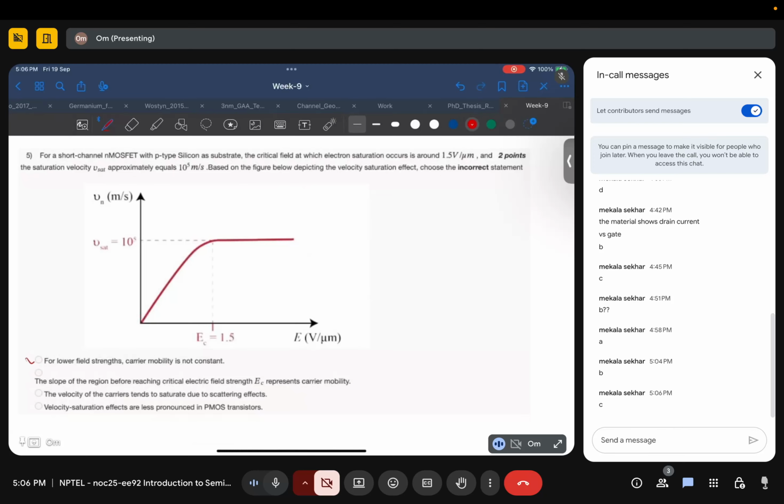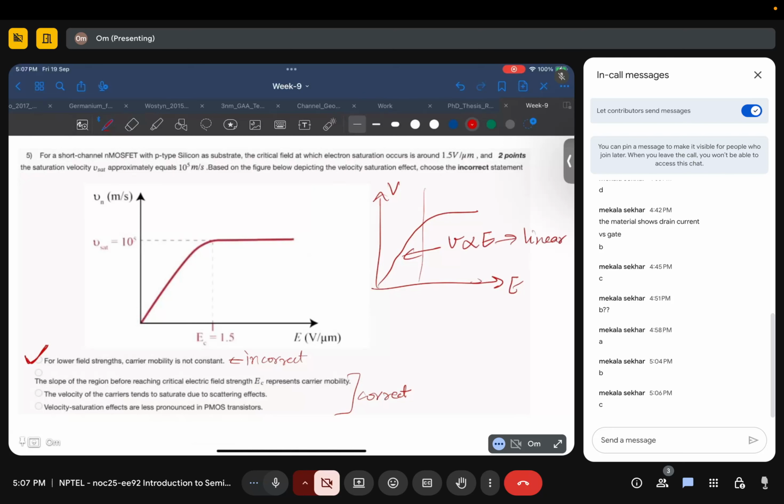Okay, so the answer is option A. So A is incorrect. Rest are correct. You have to choose the incorrect statement. So this is quite obvious here. In this region, we see V is proportional to E, and it is linear. So the constant would be V equals mu E.